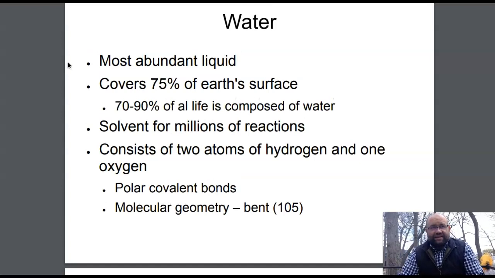For life as we understand and know it, water is one of those essentials for being the medium for those reactions. Now, it's possible that life can exist in other mediums. That's something that we're still exploring. Water consists of two hydrogen and one oxygen atoms. The bonds are polar covalent. Recall from the lecture on intermolecular forces, that strong polarity that exists between water molecules. The molecular geometry is bent.